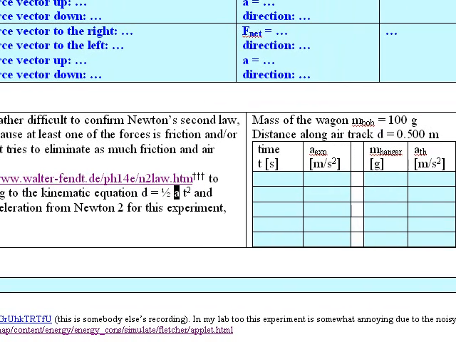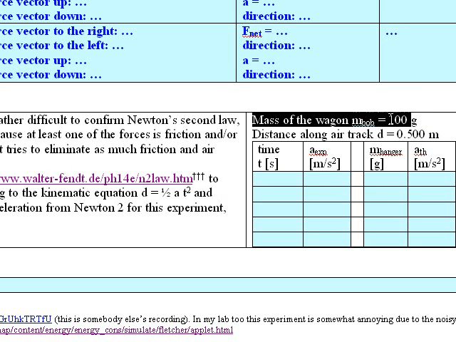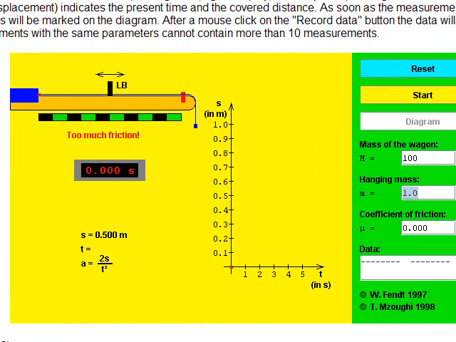And I just noticed that this was a little bit off the recording here. So here's the theoretical acceleration from Newton's second law. Here's the experimental acceleration from the measured distance and time. The distance itself is fixed throughout the experiment at 0.5 meters. The mass of the wagon I will keep fixed at 100 grams. That's why I wrote them on top. Okay, so let's get some data.